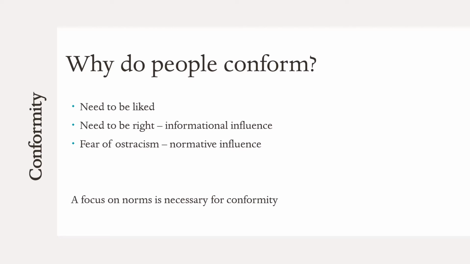Why do people conform? Everyone wants to be liked. Everyone needs to be right. This is informational influence. People assume that 4 eyes are better than 2, and if others agree, they must be right. People conform out of a fear of ostracism. Normative influence is the influence that is produced when a person fears the rejection that follows acting out. In order to conform, you must know the in-group norms.